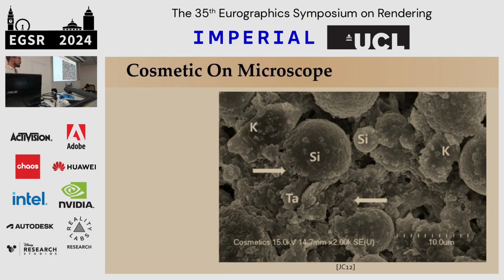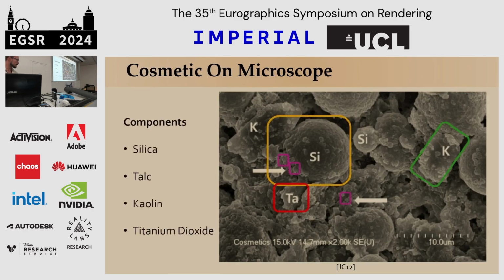So, as I said, we make this assumption that it's a hosting medium filled with particles, but what do these particles look like? Well, we managed to find a paper in which they took scanning electron microscope pictures of some cosmetics. And we can see here some of the components that it's possible to find in a cosmetic. You can see here silica, talc, kaolin, and titanium dioxide. The titanium dioxide is the smaller one, the one with purple squares.